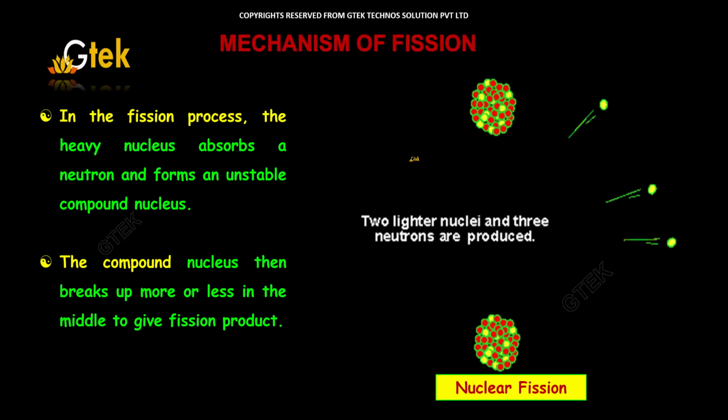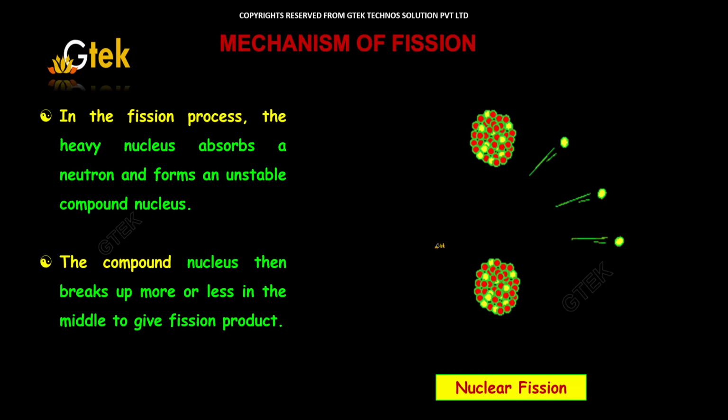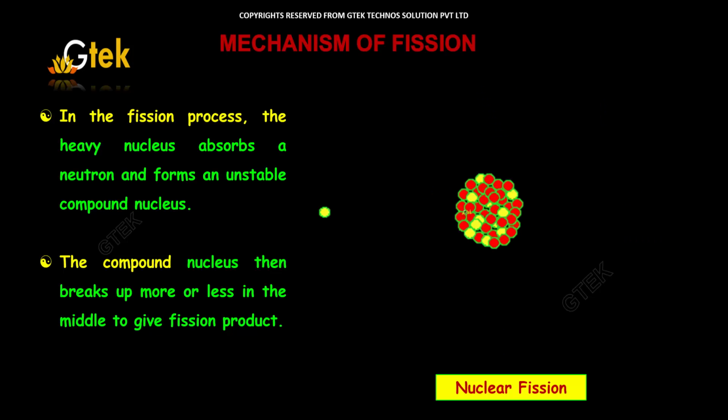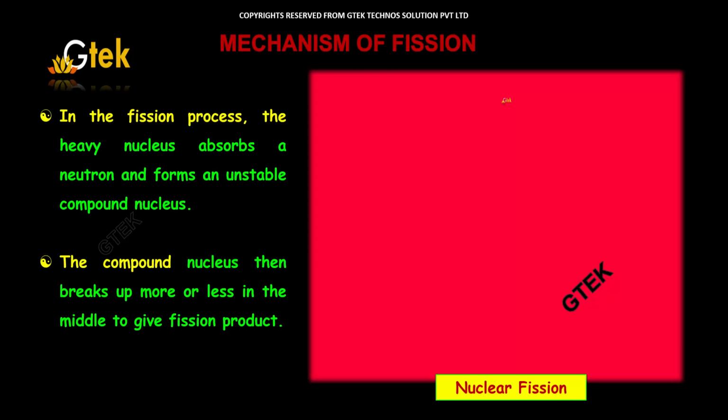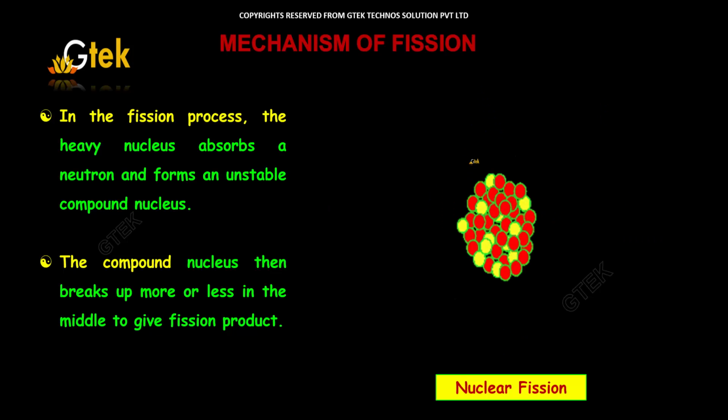Mechanism of fission. In the fission process, the heavy nucleus absorbs a neutron and forms an unstable compound nucleus. The compound nucleus then breaks up more or less in the middle to give fission product. This is a fission product.